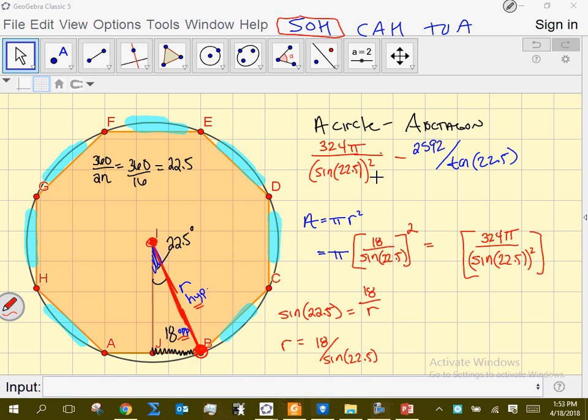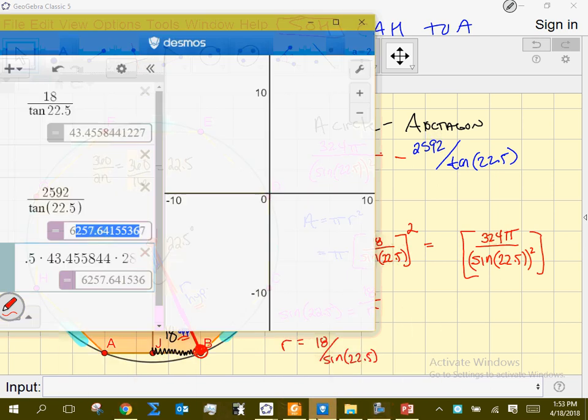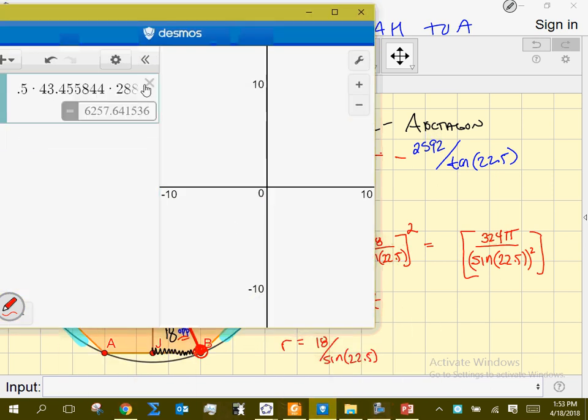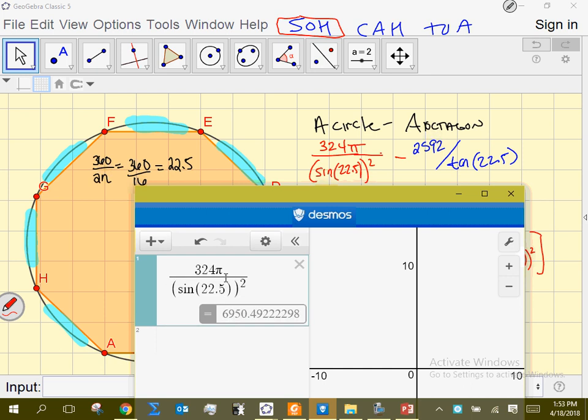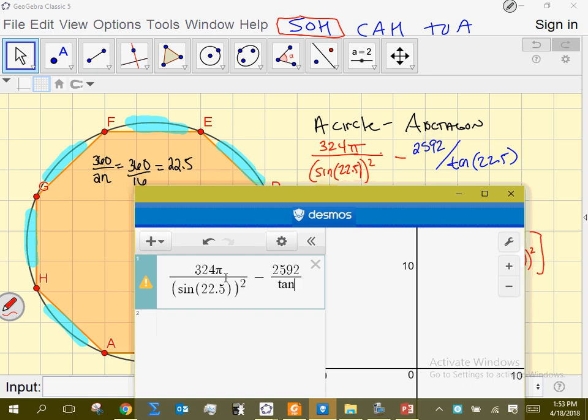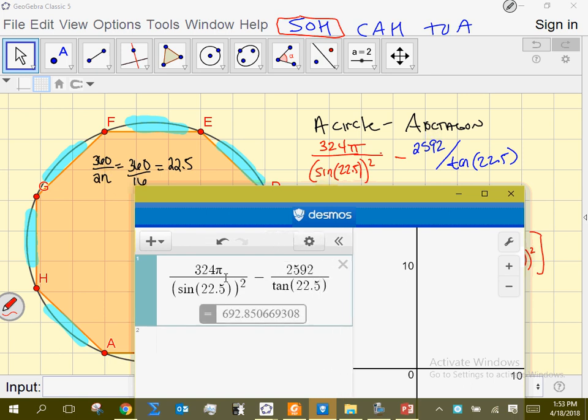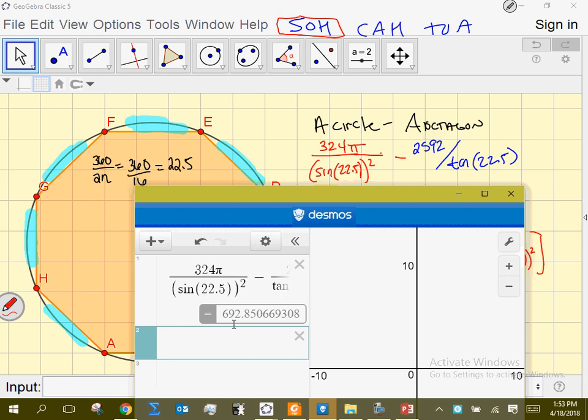When we try to find the solution here as a decimal, because that is what I asked you to do, I write these as exact values because then I can go to my calculator. 324 pi divided by sine of 22.5, squared. Okay, I just typed in the word pi. Okay, so then 2592 divided by tangent of 22.5. Hit enter, and there is the area of those blue regions. Does that make sense?